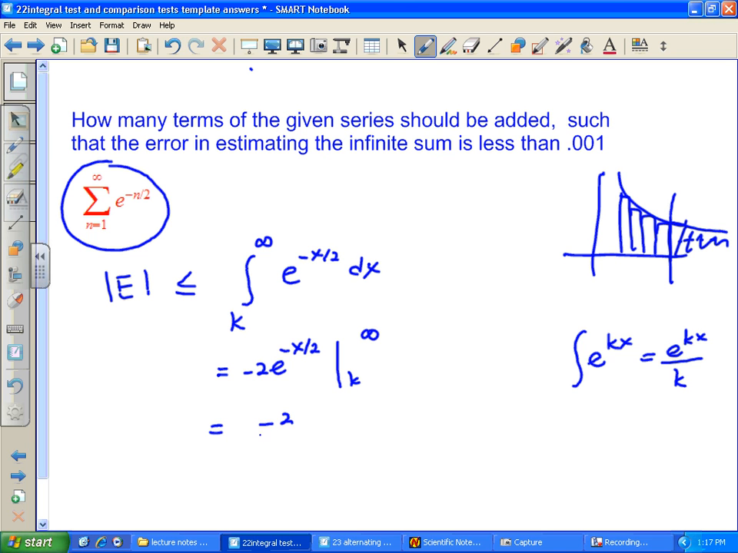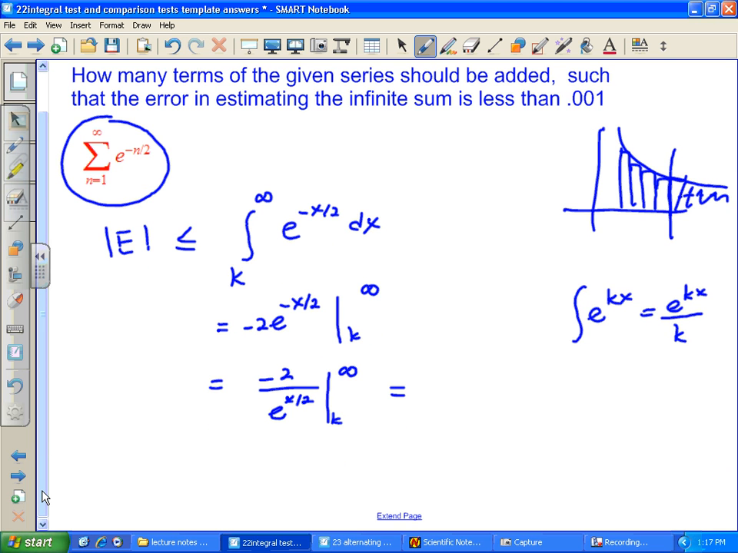Once again, I'm going to rewrite this without the negative exponent. What happens as k goes towards infinity? What happens to this quantity? It goes to 0, right? Because the bottom is going to infinity, the top is a constant, the ratio is going to 0. So that will be 0 minus. Now plug in the lower limit, the two negatives will give you a positive 2 over e to the what? K over 2, right? We're plugging k for x, so it should be e to the k over 2.